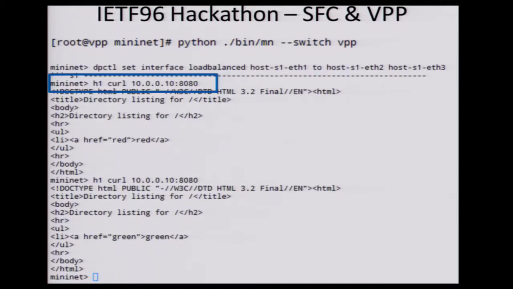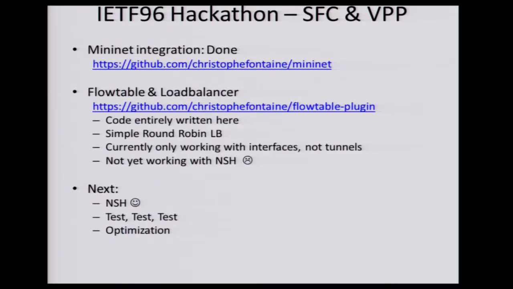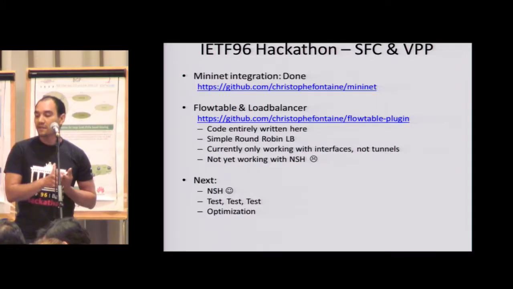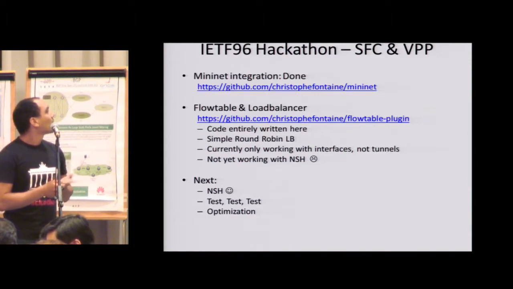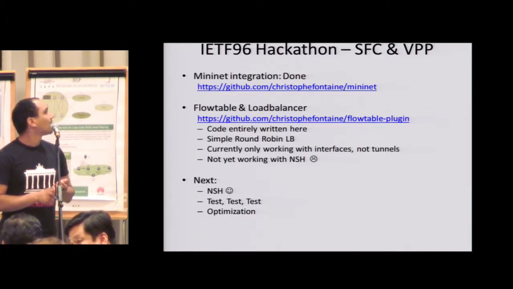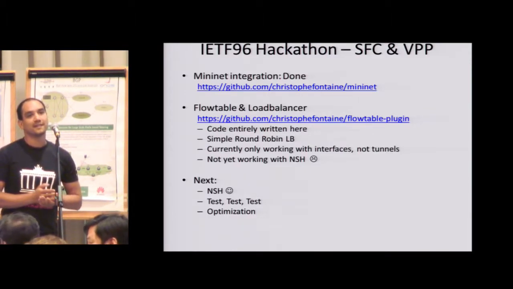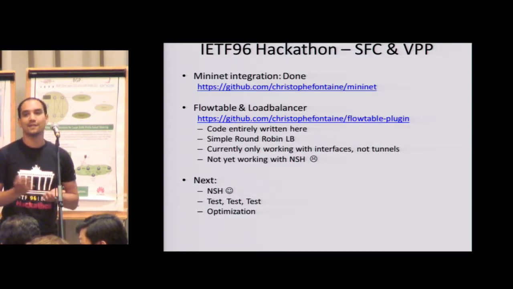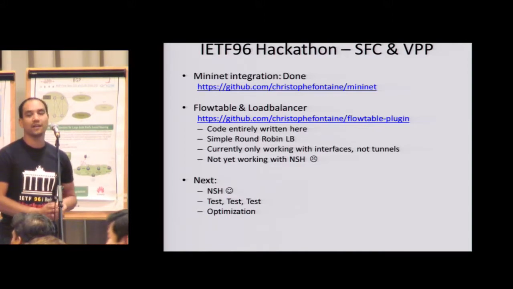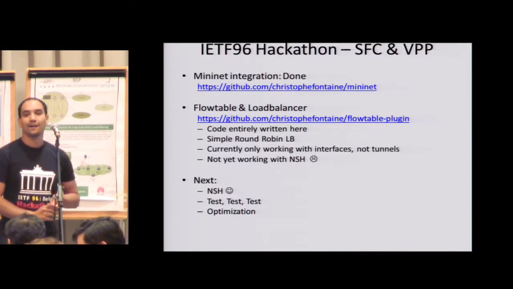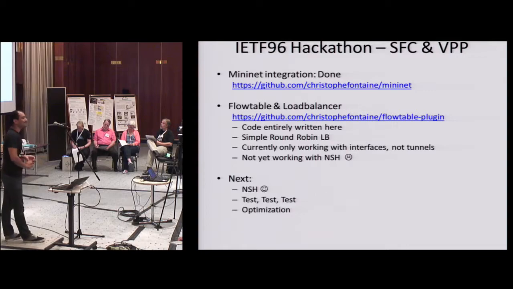So those were the different slides. So what did we achieve? We achieved, of course, the Mininet integration, as you saw. We also integrated and created the filter within VPP. And, well, what's next? Today, we do not support NSH yet. That's the next step. And, of course, test, optimize, and finally put it into Gerrit for the VPP project. Thank you.